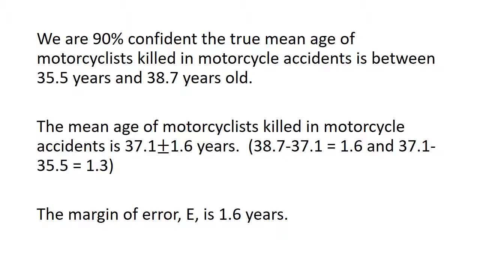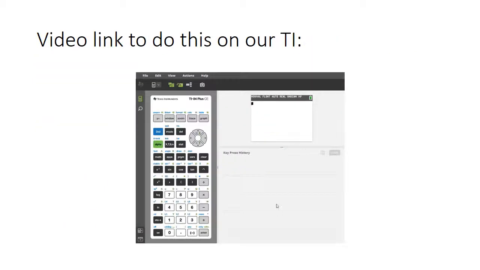It works out nicely. We take that 38.7, subtract 37.1, we get 1.6. We take 37.1, subtract 35.5, we get 1.6. So our margin of error works out nicely. The mean age of motorcyclists killed in motorcycle accidents is 37.1 plus or minus 1.6 years. Remember, again, this is a 90% confidence level. Our margin of error is 1.6 years.